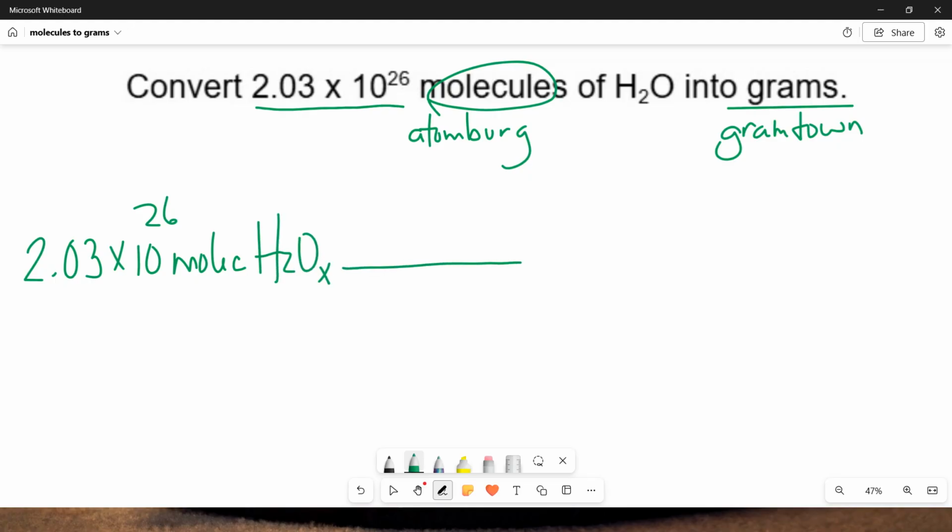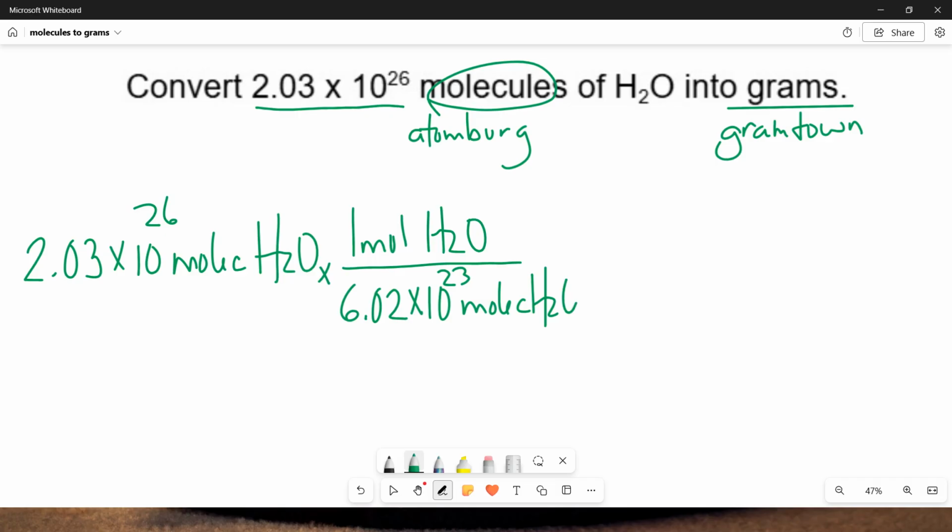Now, the first up arrow tells me to multiply by 1 mole of water over 6.02 times 10 to the 23rd molecules of water, which is Avogadro's number. The next up arrow tells me to multiply by the molar mass of water, which we calculated in part 1 with 2 hydrogens and 1 oxygen as 18 grams for every 1 mole.